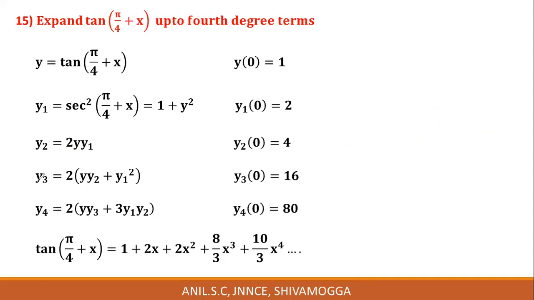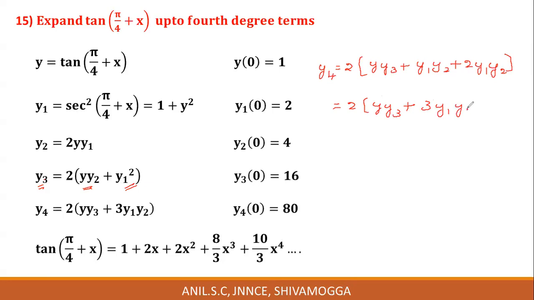Next, to find y4, we differentiate this expression of y3 with respect to x. Derivative of y3 is y4, equal to 2 kept outside. y into y2, use product rule. y into derivative of y2 is y3, plus derivative of y is y1 into y2 as it is, plus derivative of y1 square is 2y1 into derivative of y1 is y2. Therefore, this is equal to 2 into y into y3 plus y1 y2 plus 2y1 y2 is 3y1 into y2.